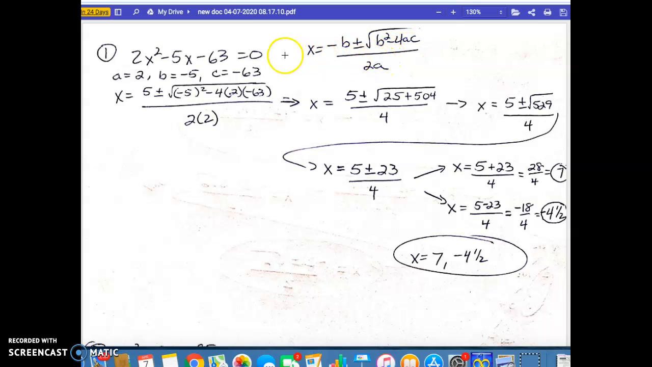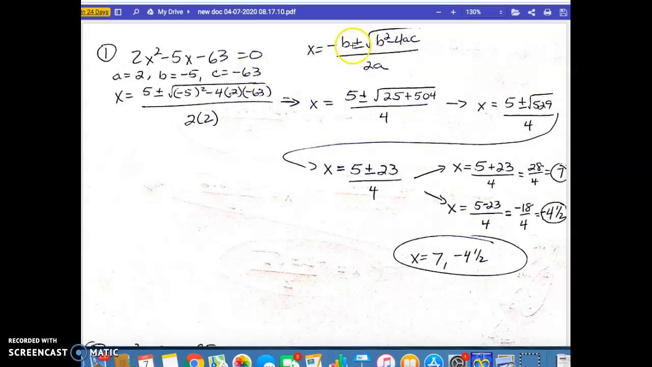Right, so the first thing you have to do is make sure that it is equal to 0. Later on, we'll get to problems that don't have a 0, so you have to move the number over. But since you have a 0, we can set a equals 2. Right, the first number with the x squared is always a. The number with regular x is going to be your b, including your sign. And c is the last number, or our constant, so it's negative 63.